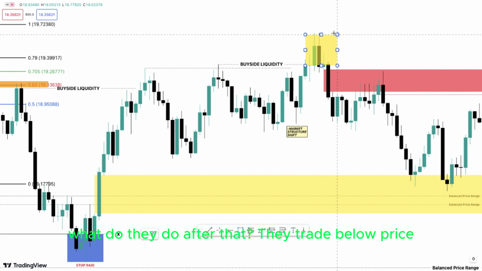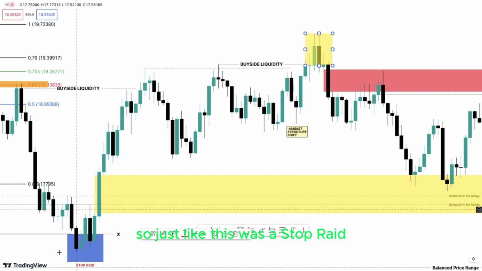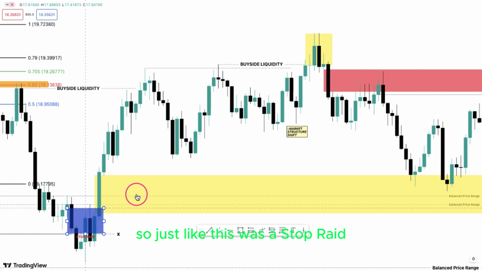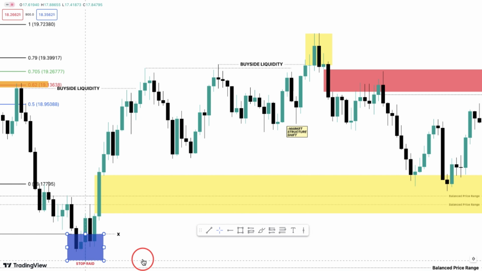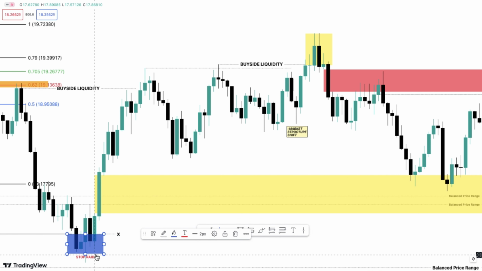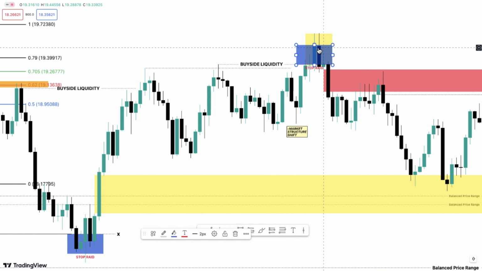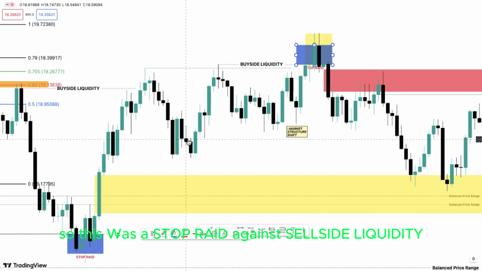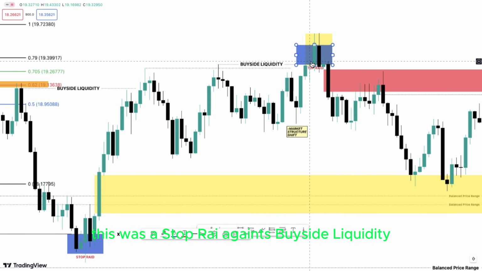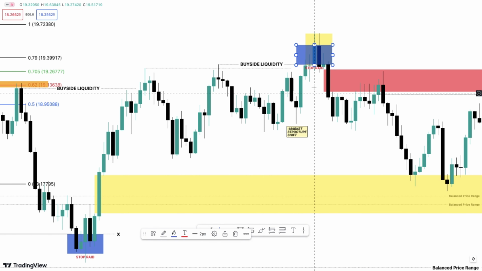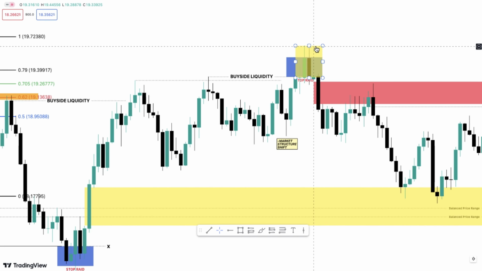What do they do after that? They trade below price. So just like this was a stop raid, that's also a stop raid. This was a stop raid against sell side liquidity. This was a stop raid against buy side liquidity, right?